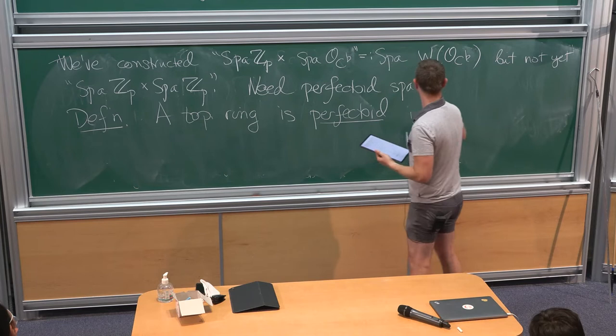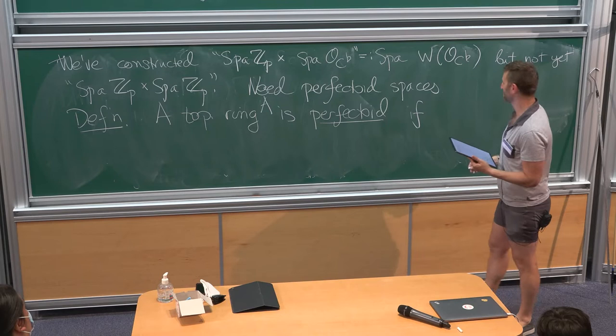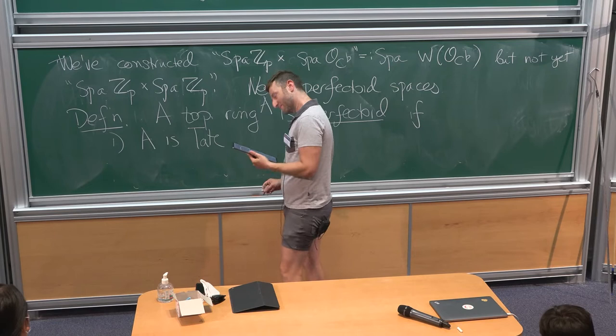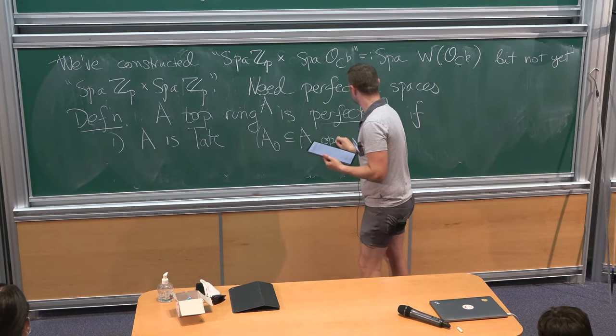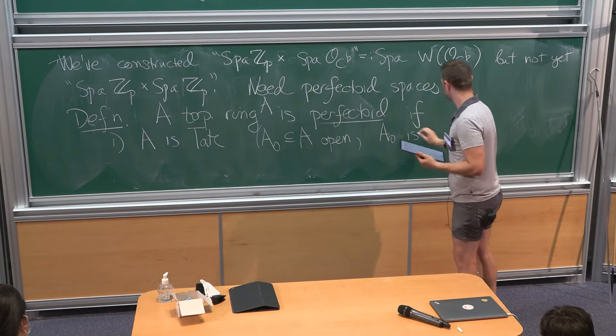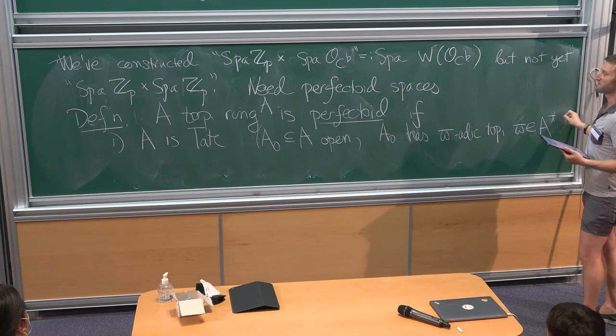So perfectoid, well, I'll call the ring A. So it's a kind of topological ring. I'll give you three conditions. So it has to be a Tate ring. And so what this means is there exists some open subring, and the topology on your open subring is generated by one element. And that element should be invertible in A.